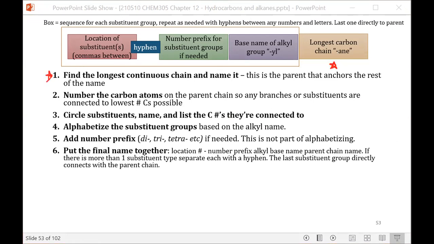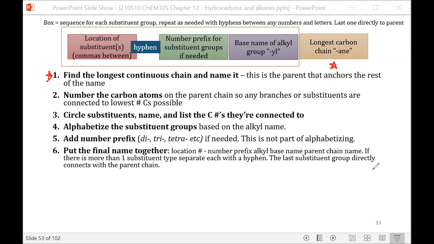Then you want to number the carbon atoms in the parent chain so that any branches or substituents are connected to the lowest numbers of carbons possible. Then I like to circle each substituent and name it, and then list the carbon numbers that they're connected to. This is kind of making an outline, putting all the pieces of my name out there, and then I'll connect them when I'm ready. Then you alphabetize the substituent groups based on the alkyl name. The Greek prefixes like di, tri, tetra, penta don't count when you're alphabetizing them. It's just based on the substituent name.